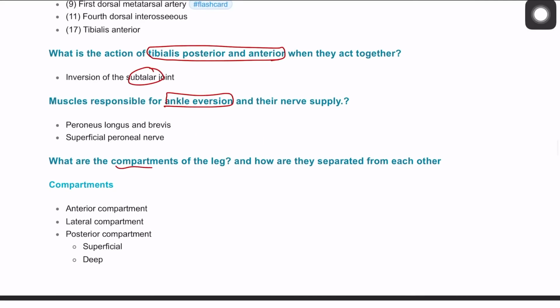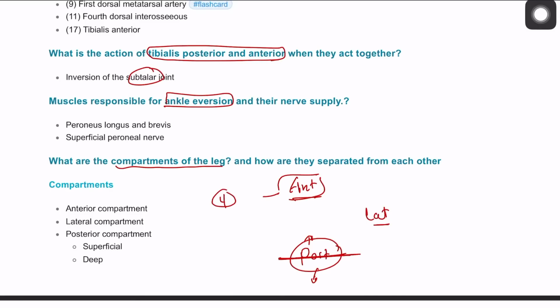Okay, what are the compartments of the leg? In the leg we have the anterior compartment, posterior compartment, and lateral compartment. The posterior compartment is divided into superficial and deep compartments as well. The anterior compartment has 4 muscles, the lateral compartment has 2 muscles, and the posterior compartment has around 7 muscles.